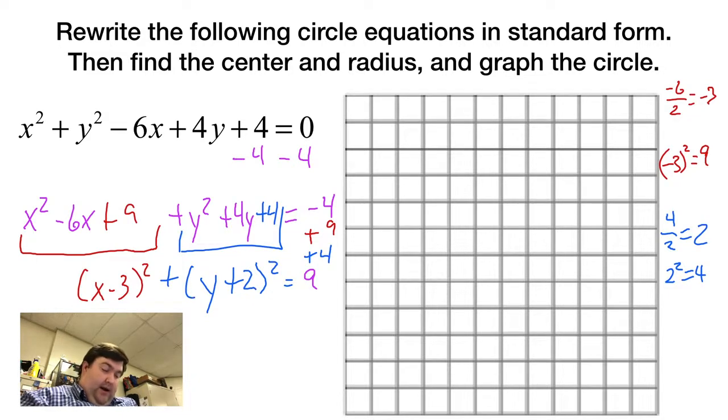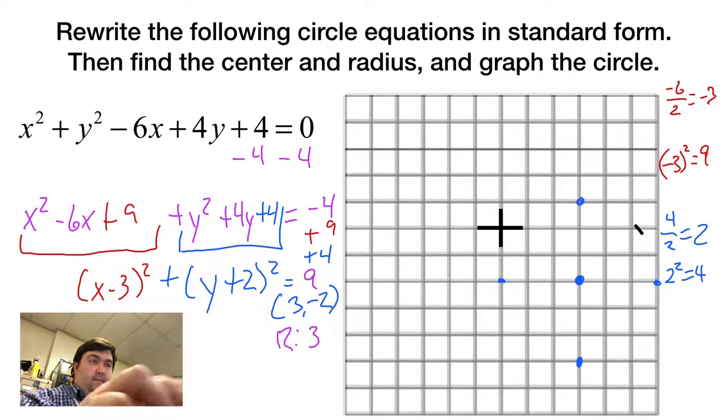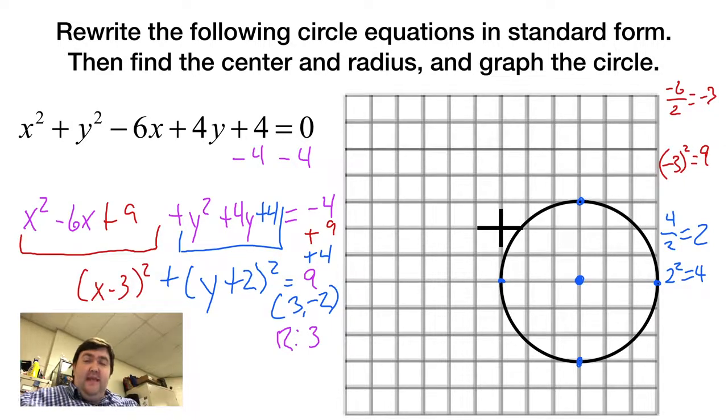So let's talk about what our center and our radius are. Our center in this case would be (3, -2), and our radius would be 3. So there we go. There's a center. And let's go 3, -2. Oh, I forgot to actually close that parenthesis. So 1, 2, 3, -2, and then a radius of 3. So 3, 3, 3, 3, and there we go. And that's it.